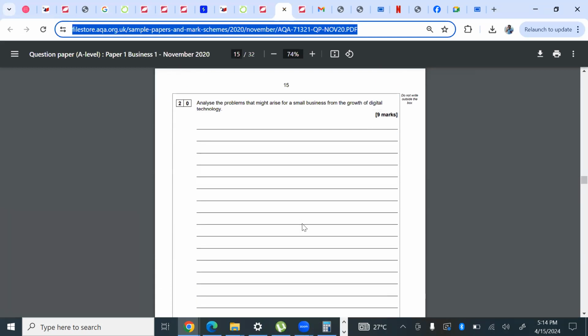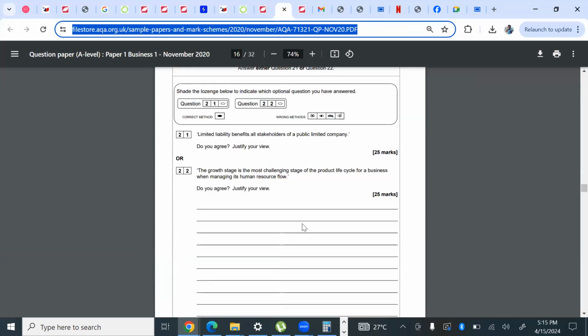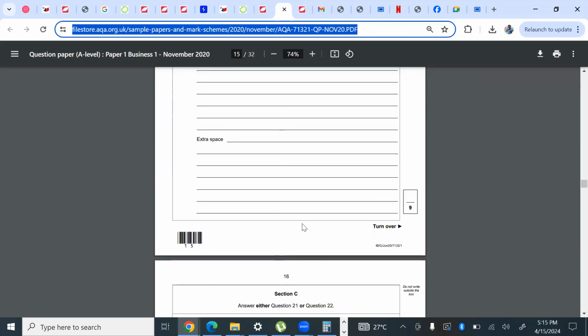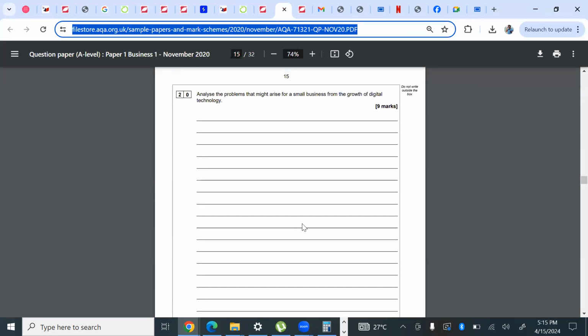Okay, this is a very short question. Analyze the problems that might arise for a small business from the growth of digital technology. This is a general question. It says analyze the problems that might arise for a small business from the growth of digital technology. Can you write it down? Okay. And just submit it to me right now. Right now? Yeah, right now. Just one question.